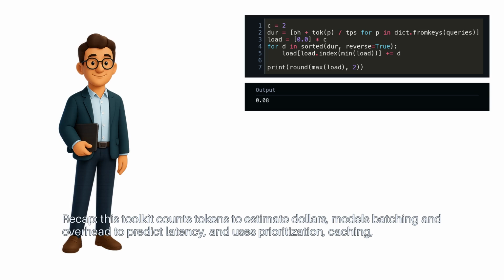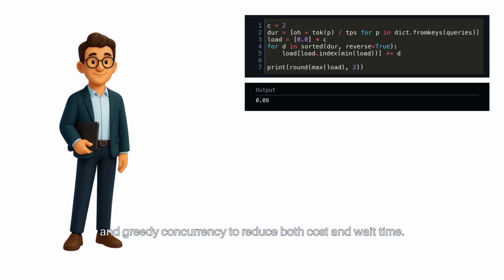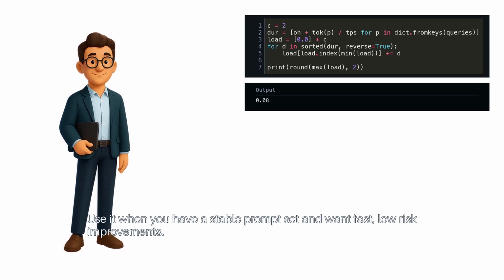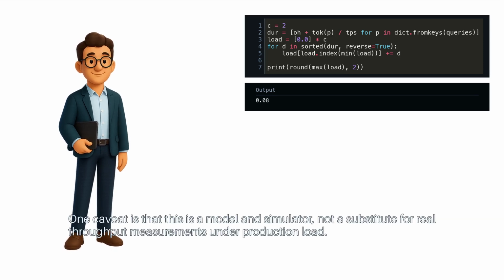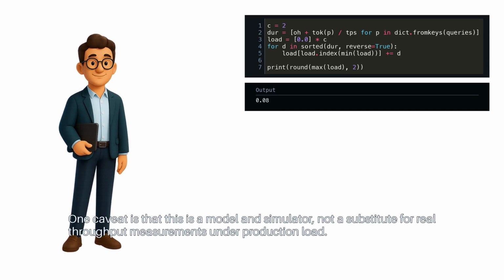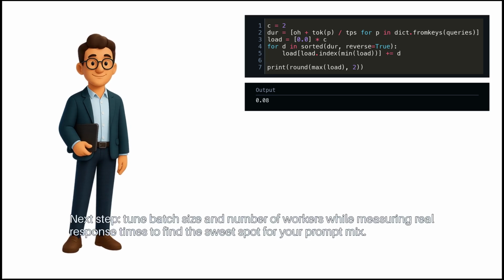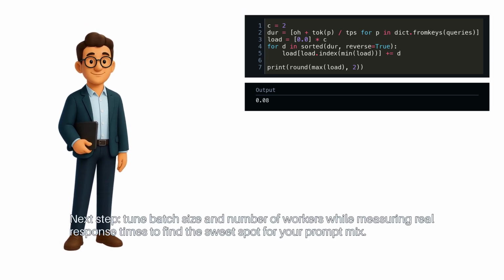Recap: this toolkit counts tokens to estimate dollars, models batching and overhead to predict latency, and uses prioritization, caching, and greedy concurrency to reduce both cost and wait time. Use it when you have a stable prompt set and want fast, low-risk improvements. One caveat is that this is a model and simulator, not a substitute for real throughput measurements under production load. Next step: tune batch size and number of workers while measuring real response times to find the sweet spot for your prompt mix.